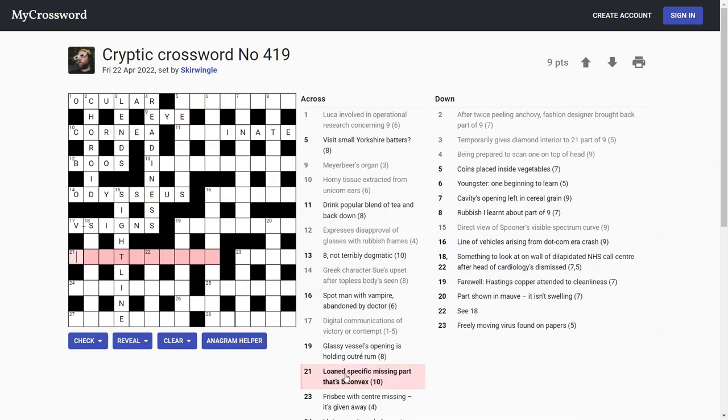Always happens. Lone specific missing part that's biconvex, and this had something to do with 21 part of 9. Lone specific missing part that's biconvex. God, I don't know.